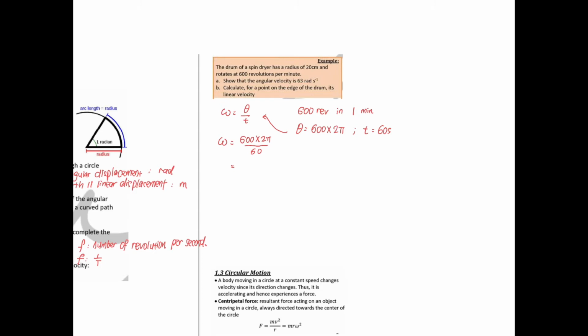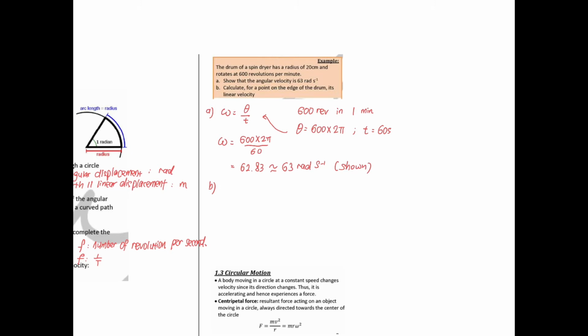So we get 62.83, so I round off to 63 radian per second. And we managed to show it. Okay, so this is part A. Now part B: calculate for a point on the edge of the drum its linear velocity.